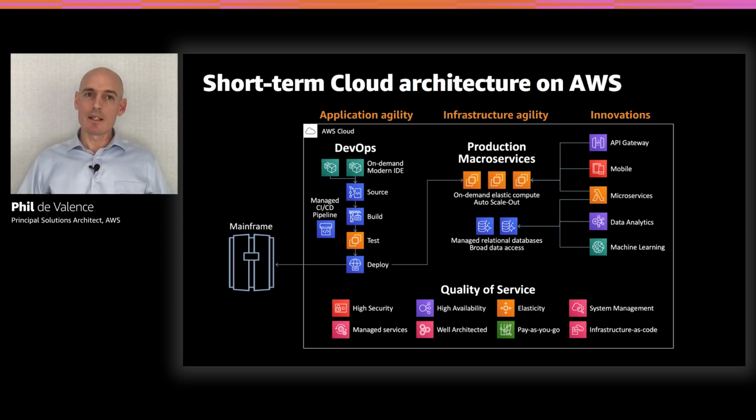At the bottom, there are key components for the quality of service. Mainframe workloads are often business critical, so we make sure we meet or exceed non-functional requirements for high security, high availability, high scalability, and strong system management. That's where AWS has unique experience and operational excellence for executing enterprise workloads. Now, here comes the best part about this architecture.